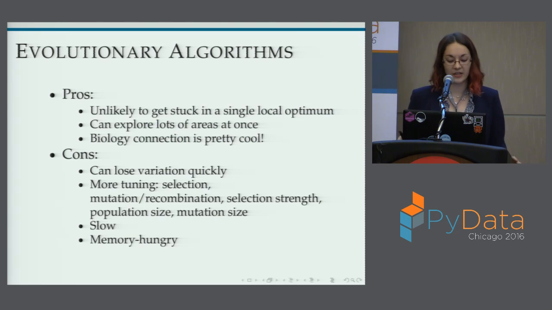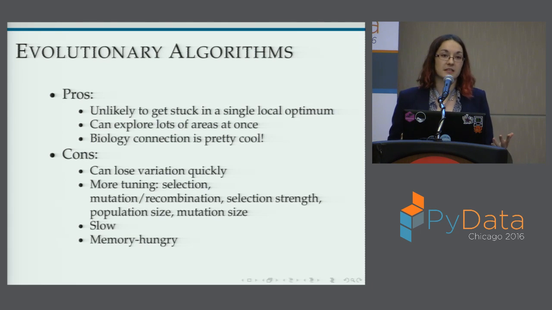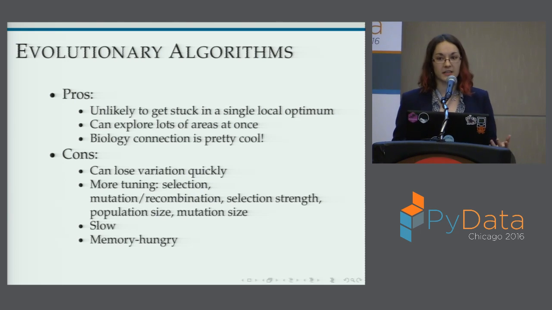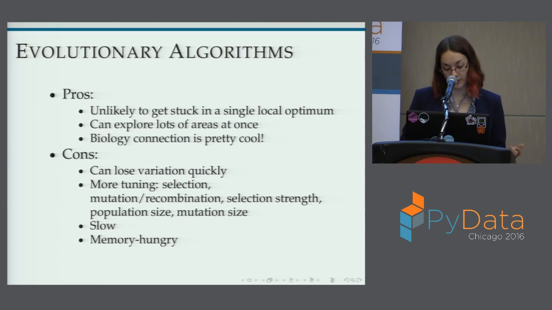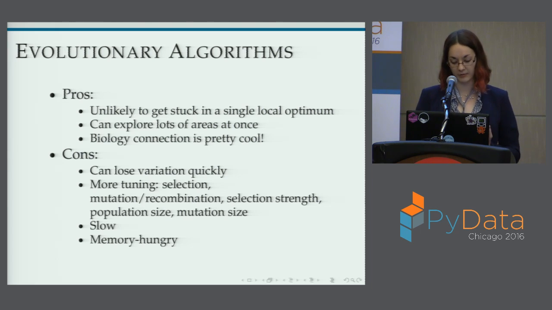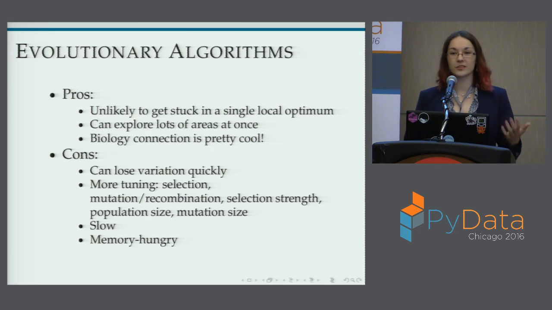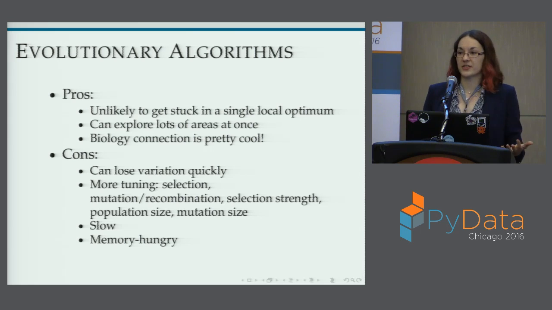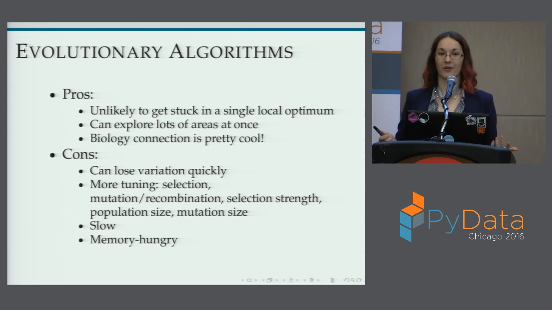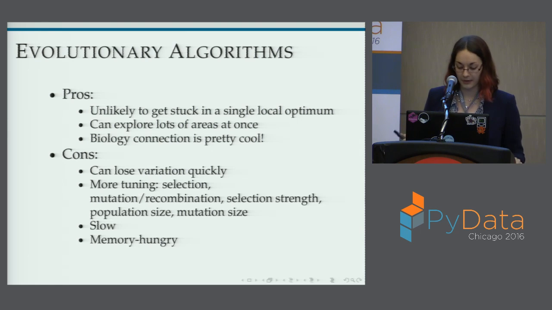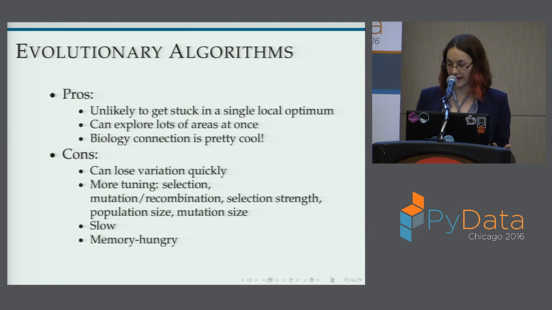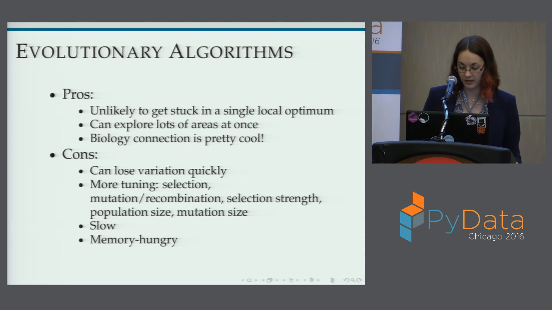But there are some disadvantages too. It can be easy to lose variation quickly if your selection is too strong. There's also more tuning involved. You have to choose a selection function, a mutation function, a recombination function, the selection strength, the population size, and the mutation size. All of these can have either a very small or very large effect on the quality of your final output, and it's hard to know in advance what's going to have a large effect.